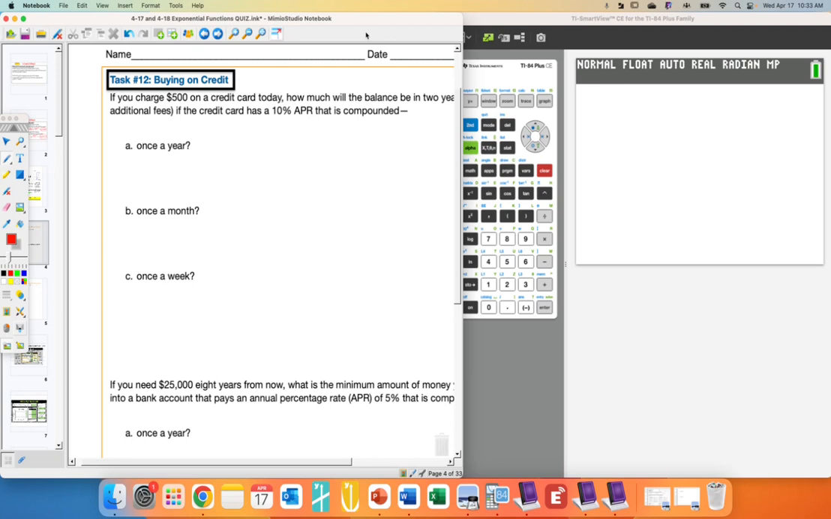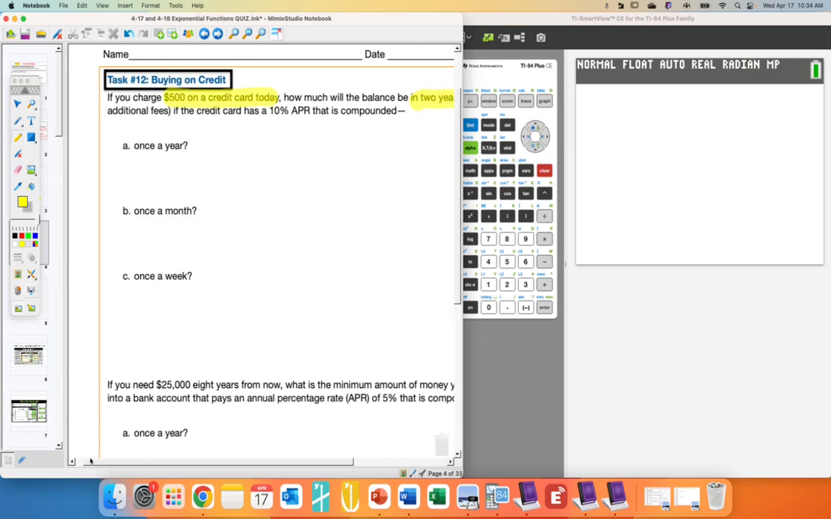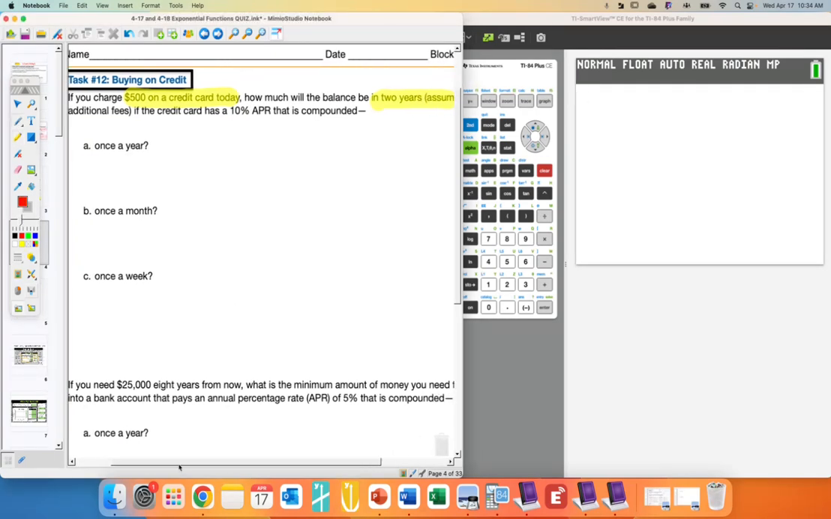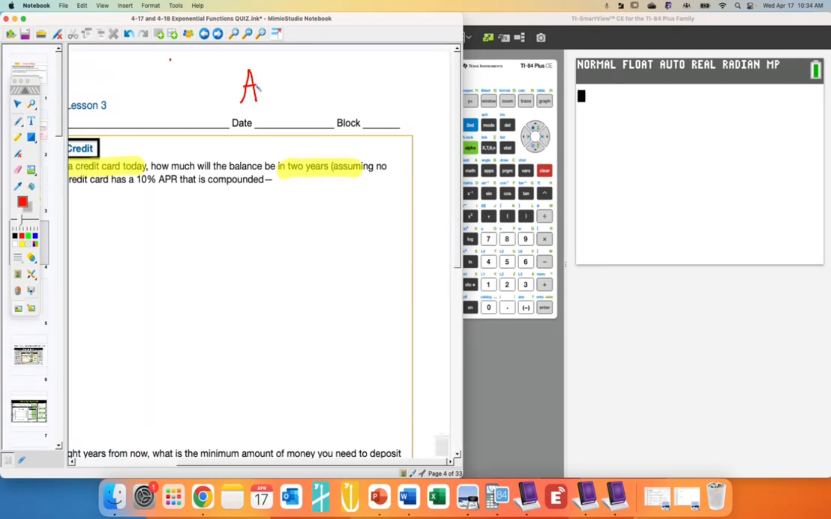So this is giving you an example. If you charge $500 on a credit card, how much would your balance be in 2 years, assuming there are no other fees? Meaning, let's say they're not charging you late fees or a yearly fee. Let's just look at the amount that's charged with the compounding. Use the formula for compounding interest, which I have on the board, but I want to write it down here as well. It's A equals P(1 plus the rate divided by the number of times compounded) raised to the power of the number of times compounded times the years.